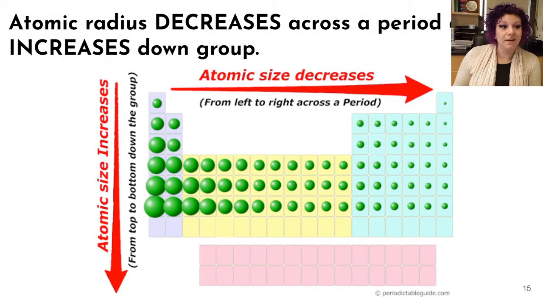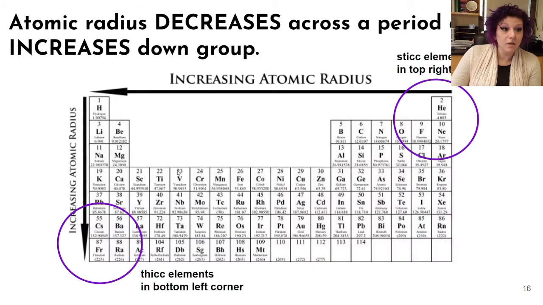Overall, the atomic radius, or the size, decreases from left to right across a period and increases down a group. So we can see that these elements here are represented by these little green spheres. The top right is very, very tiny, and the bottom left is pretty big. So here is another representation in which the arrows are showing us increasing atomic radius. So it gets larger as we go to the left and down.